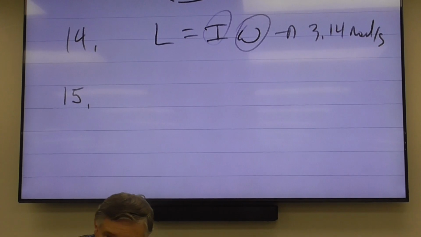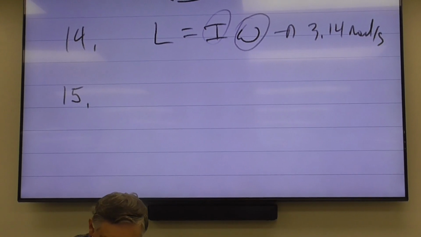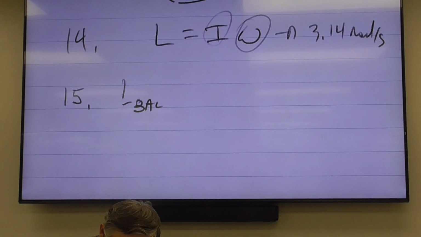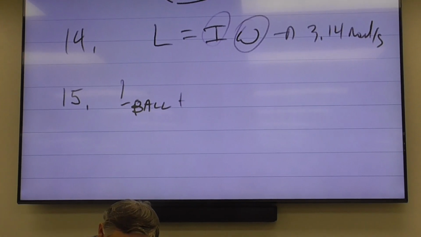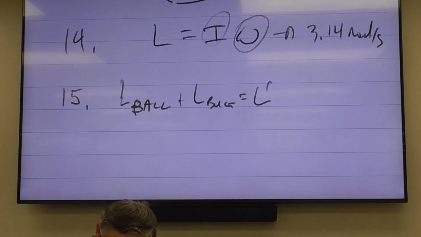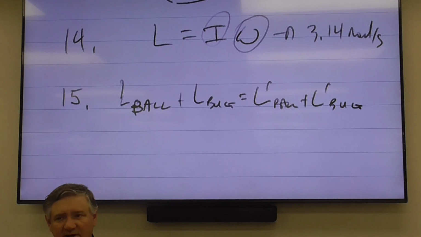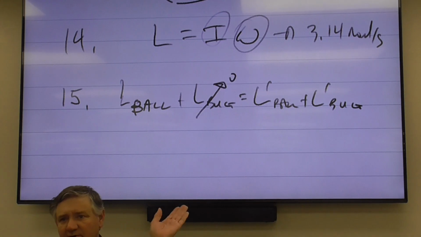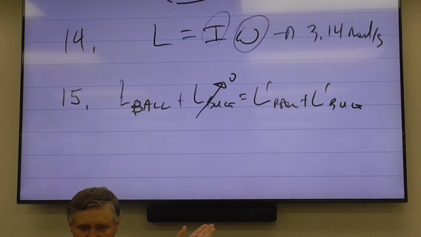So you're going to start, you have two things. You have the ball and you have the bug. So start off with L of the ball plus L of the bug equals L prime of the ball plus L prime of the bug. If it was linear momentum, you would have momentum of the ball plus momentum of the bug. It's the same idea. Now, conveniently, the bug isn't part of the system. So that goes away. We don't have to worry about that. That's not part of the story.